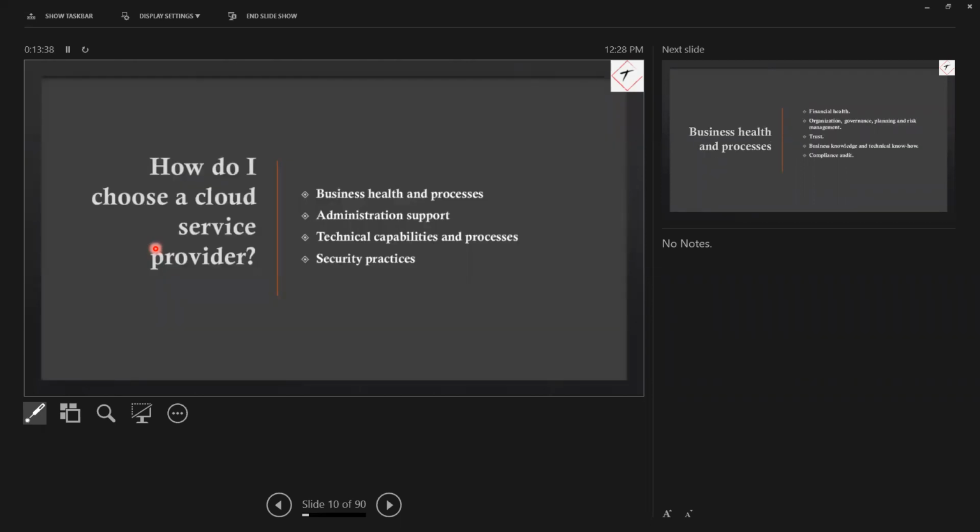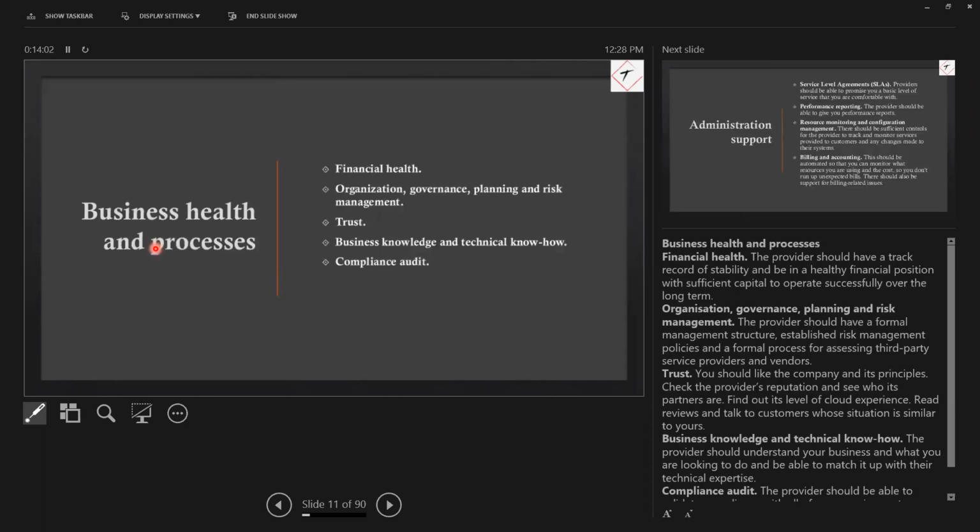So how do you choose a service provider? There are four key aspects which we need to look into when we are deciding which service provider to go to. One is business health and process, administration support, technical capabilities and process, and security practices they follow. Right? Let us go a little bit in depth.